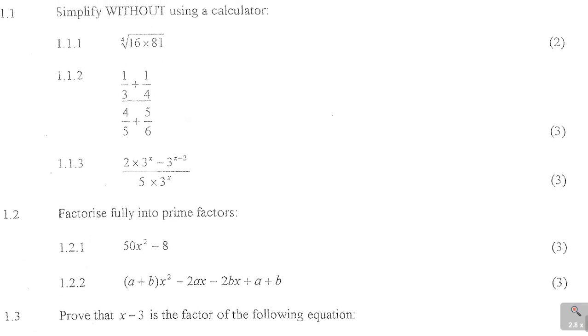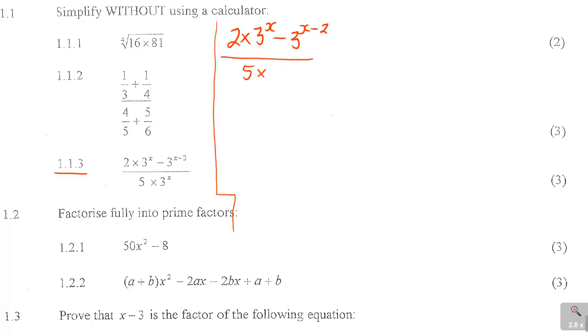This other one is 1.1.3 here. It says we need to simplify again without the use of a calculator, but let me write it clear for you. This is 2 times 3 to the exponent x minus 3 to the exponent x minus 2, over 5 times 3 to the exponent x. So this is what they're saying, and it's 3 marks again, and you just have to simplify that.